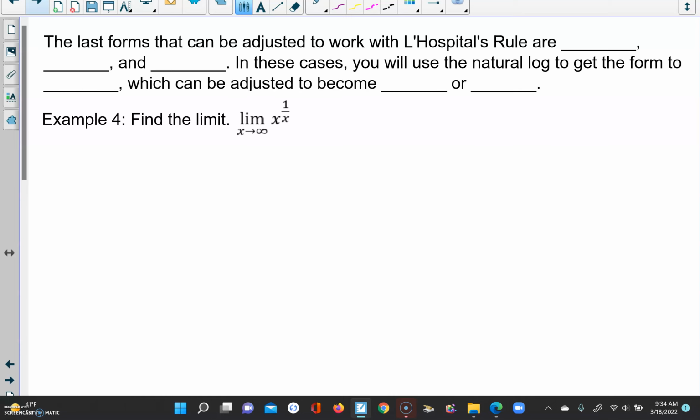So the last forms that can be adjusted to work with L'Hopital's rule are these following power-based or exponential-based forms. We have maybe 1 to the infinity. And remember, this is a limit 1, so maybe it's a little bigger, and you raise it to enough power, in this case infinite power, maybe it grows to something other than 1. 0 to the 0 power. We don't really know what to do with that.